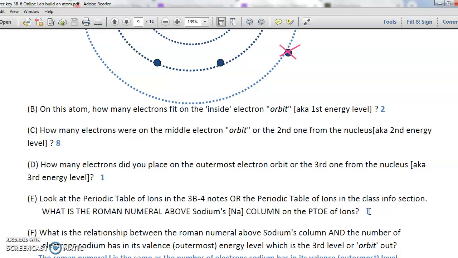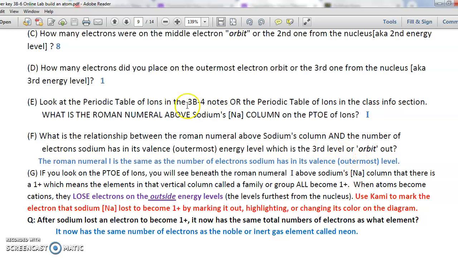In an earlier video, we noticed that the Roman numerals seem to correlate or match up with how many electrons there were on the outer level for the neutral atom. The outer level for sodium was the 3rd energy level. It had 1 electron there, and it has a Roman numeral 1 above its column. So what's the relationship between the Roman numeral and the electrons in the level furthest from the nucleus, which we call the valence? Valence is the level furthest from the nucleus. It was the level that you were last putting electrons in. They're the same number. Why is it plus 1?